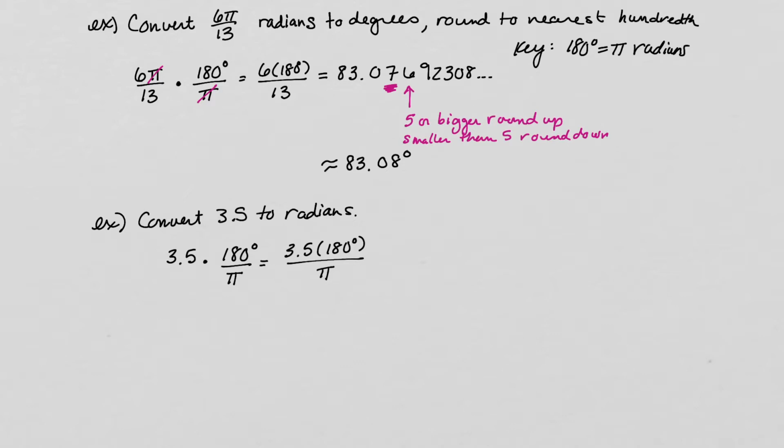Now, when you put it in your calculator, you could either use the calculator that's on Alex, or you could use your own calculator. But the important thing is the calculator has a button for pi, and that's what you want to use. You don't want to use the 3.14, because if you use 3.14, you're going to be off a little bit. So we're going to multiply this. So 3.5 times 180, and then divide that by pi.